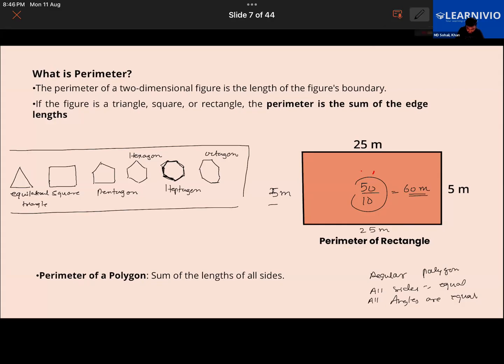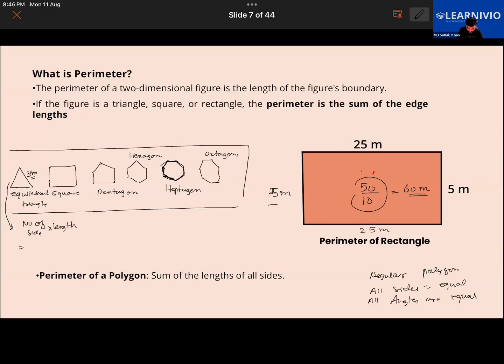How do you find out their perimeter? By multiplying the number of sides with the value of one of the sides. Let's suppose each of the sides measures 3 centimeter. So what will be the perimeter of this equilateral triangle? It will be the number of sides multiplied by its length.